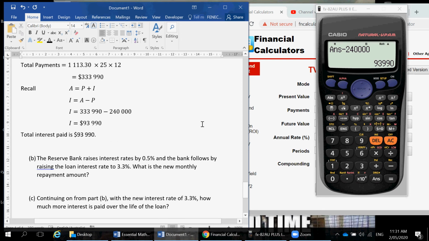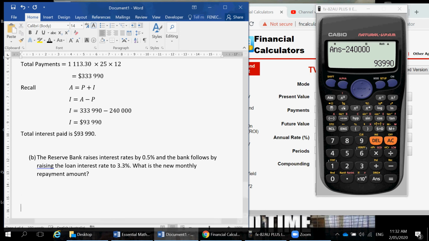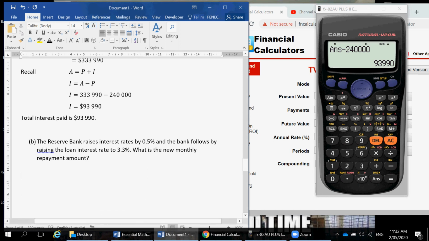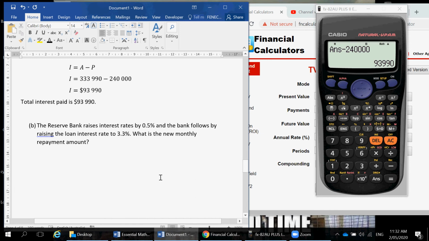Okay, so now let's look at a scenario. The Reserve Bank raises interest rates by 0.5%, and the bank follows suit by raising the home loan interest to 3.3%. The banks tend to follow the Reserve Bank official interest rates. The Reserve Bank is independent of the government, but is essentially paid for as a government service.